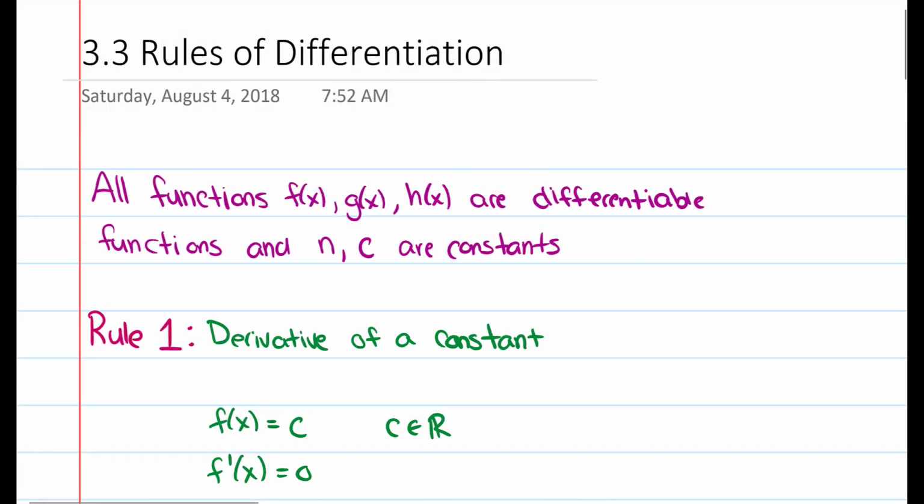Section 3.3, Rules of Differentiation. In this next video and the next couple of videos, we're going to learn about all the different rules for derivatives. In previous lessons, we've learned about how to take a derivative using the definition of a derivative. In these next videos, we're going to learn about how to use different properties to take derivatives much faster. Similar to other math properties, we have rules that allow us to take shortcuts to solving problems.